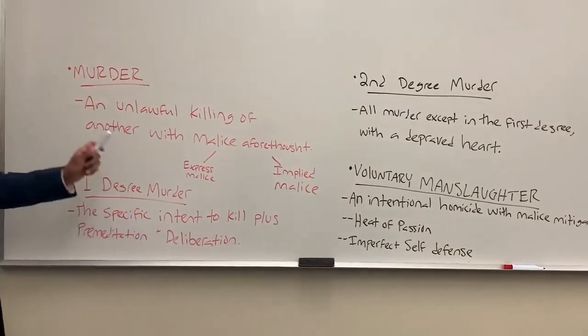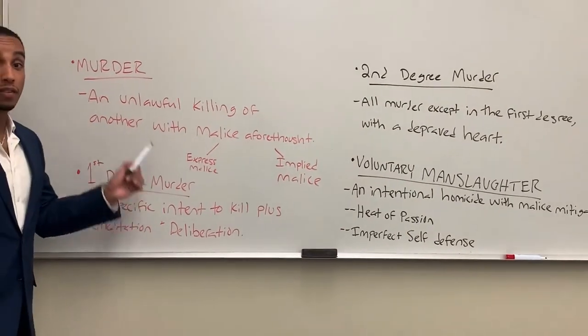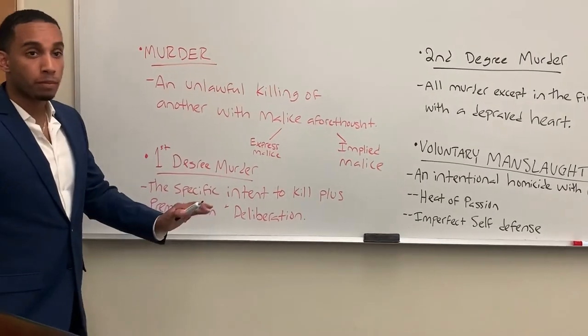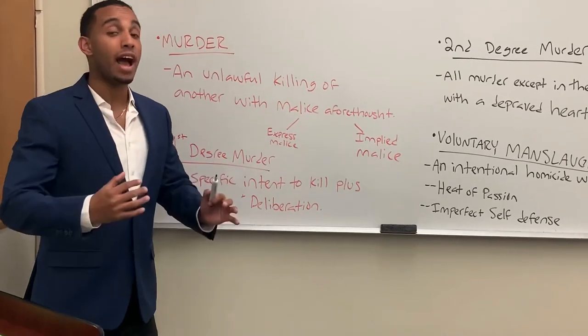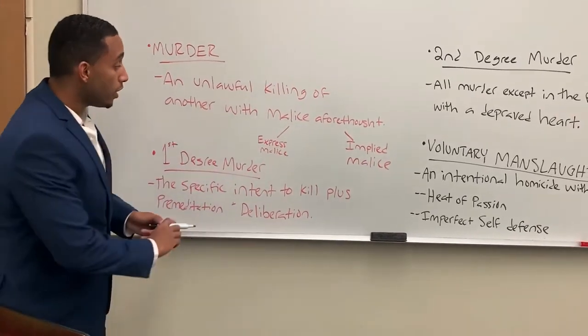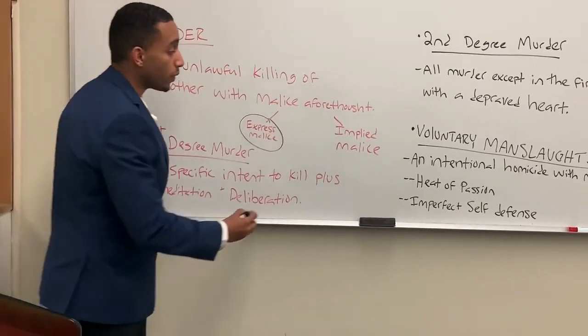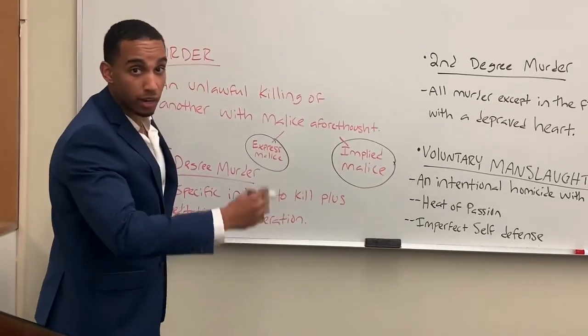So let's talk about murder. A murder means the unlawful killing of another with malice aforethought. Malice aforethought is the mens rea of murder. It is the mental intent that the defendant had when he or she decided to kill the other person. We have express malice, which means the intent to kill. And we have implied malice, which means the intent to cause serious bodily injury.